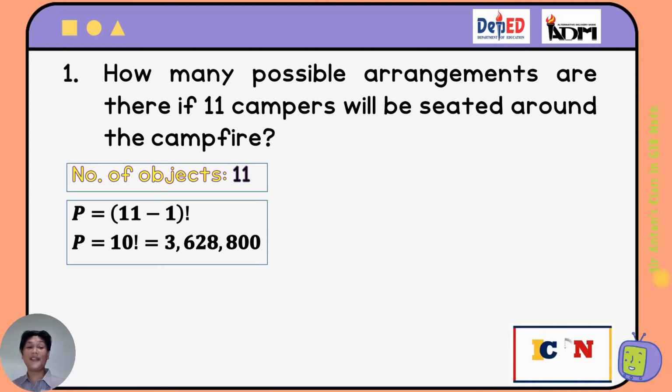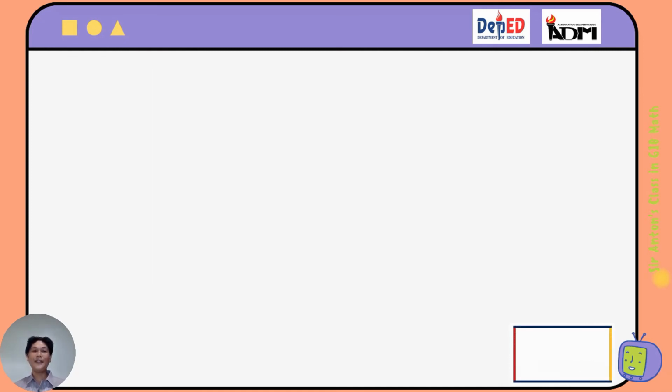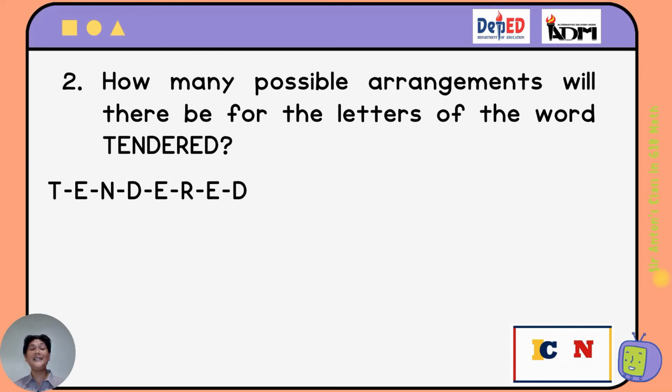10 factorial is equal to 3,628,800. The answer for number 1: there are 3,628,800 possible arrangements. Number 2: how many possible arrangements will there be for the letters of the word tendered? Taking a look at the word, T-E-N-D-E-R-E-D. Okay, 2, 4, 6, 8.